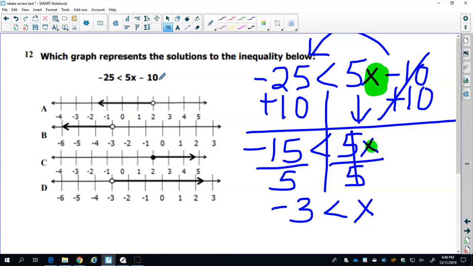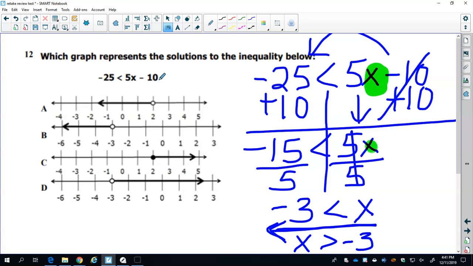So we have the variable on the right this time. So when we're thinking about the graph, it might be a little confusing. So we need to think about it both ways. If negative 3 is less than x, if you read it going this direction, that means x is greater than, see how it's open towards the x? That means x is actually greater than negative 3.